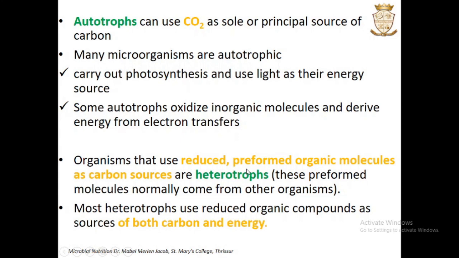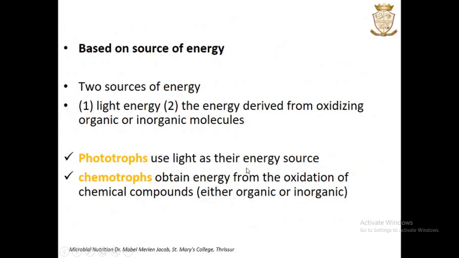The second group is heterotrophs, the organisms which use reduced preformed organic molecules as carbon sources. These preformed molecules normally come from other microorganisms or other organisms. Most heterotrophs use reduced organic compounds such as glucose as sources of both carbon and energy. So based on carbon, we have autotrophs and heterotrophs.